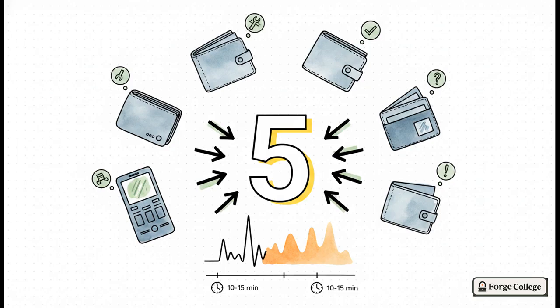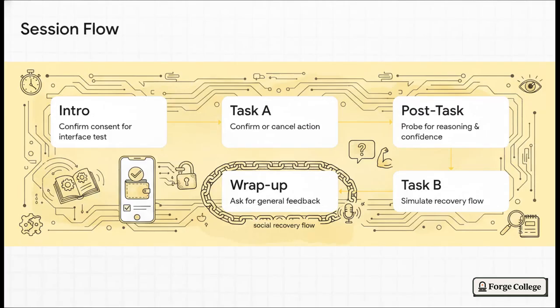I promise you, by the 5th user, you will see the exact same pain points repeating over and over. Anything beyond 5 in this initial stage is honestly just redundant. So here is your strict sequence flow for each of those 5 sessions. You start with an intro to explain that, hey, you are testing the interface, not their intelligence.